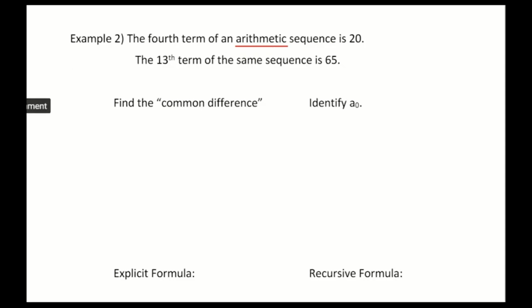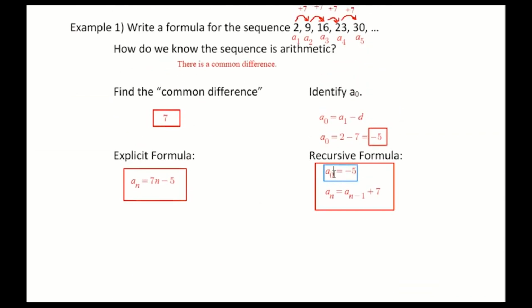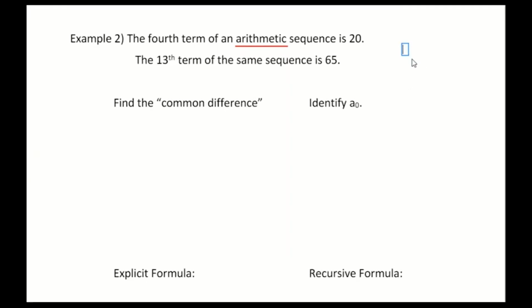So it's an arithmetic sequence. It says the fourth term is 20. Let me copy this, it's just way easier than having to go through all that subscript stuff again. So a sub 4 is 20, and that's just how we're going to write that mathematically. And it says the 13th term is 65. So I know that a sub 13 is 65. I have the fourth term and the 13th term, and I don't know any of the terms in between or before or after, but as long as I know that it's arithmetic, I can find all these formulas without too much trouble.